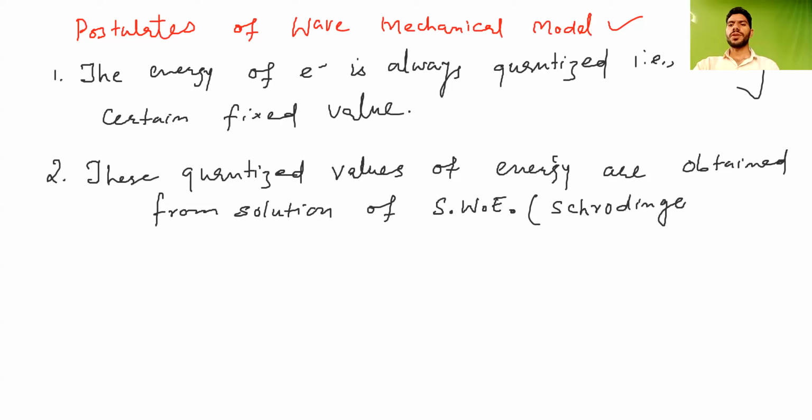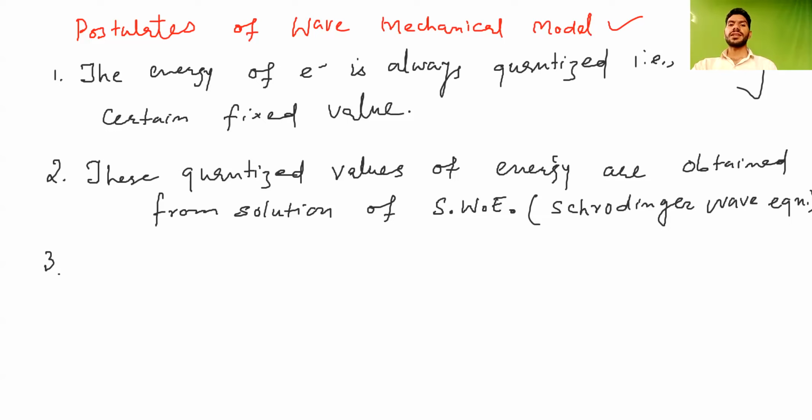Schrodinger wave equation. We have discussed that equation yesterday. That is actually del square psi upon del x square plus del square psi upon del y square plus del square psi upon del z square plus 8 pi square m upon h square (E minus V) psi is equal to 0, right? Okay, then the next postulate is that is actually the Heisenberg's uncertainty principle.